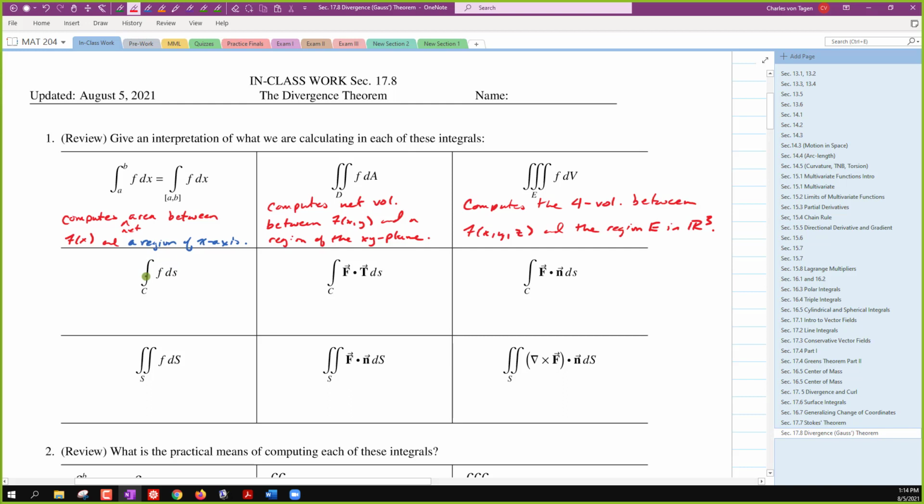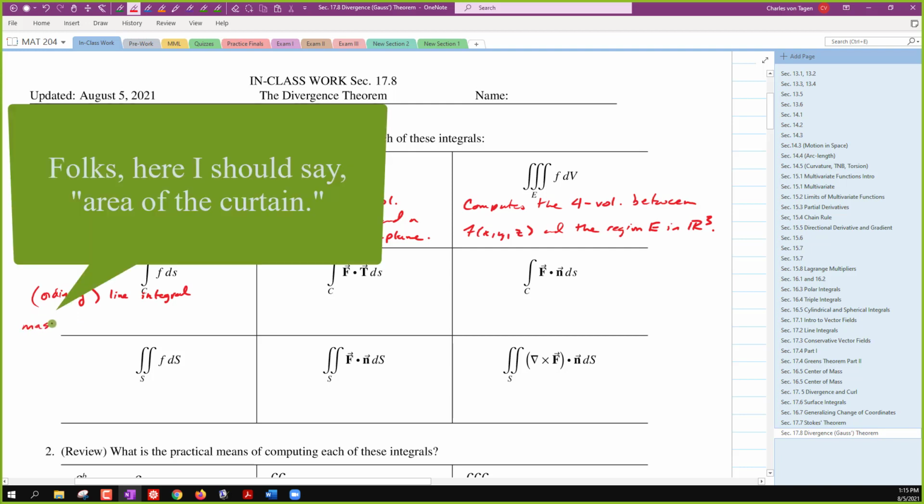I would interpret this integral right here, well, we're going to call it a line integral. And sometimes I put the word ordinary in front of it, just so I don't confuse it with the ones that have vectors in it. That's really my own construct. You don't need to do that. But let's call that an ordinary line integral. And the best interpretation I have for that is you could think of it as the mass of the curtain below f of x, y, z, or f, but let me just say below f, because that could be in any space, and the curve C.